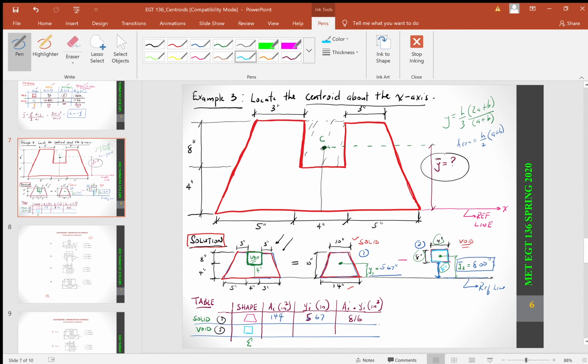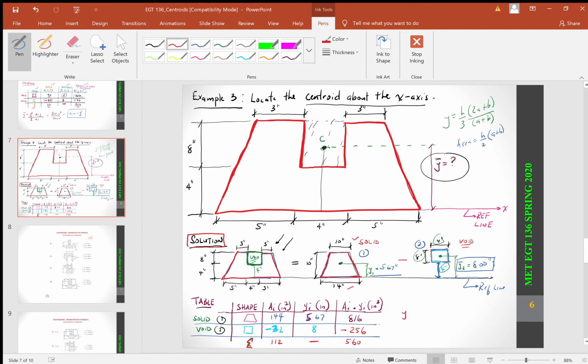Now we want to look at the void part, which is this rectangle right here. That area is going to be 32, but you have to put a negative there. Why? Because it's a void. The centroidal distance was 8, and when I multiply the two together, I'm going to get negative 256. When I create the summation, I'm going to get 112 for the area and 560 for the product.